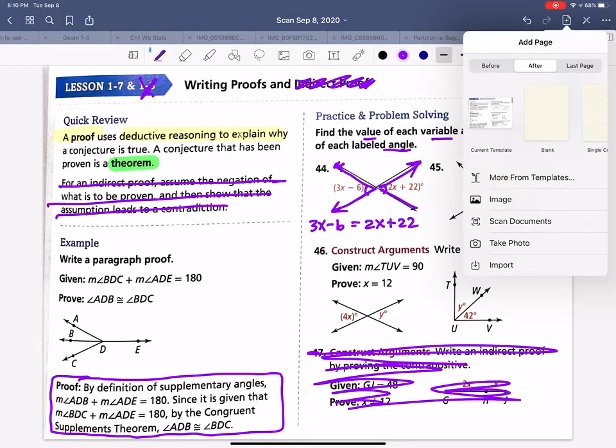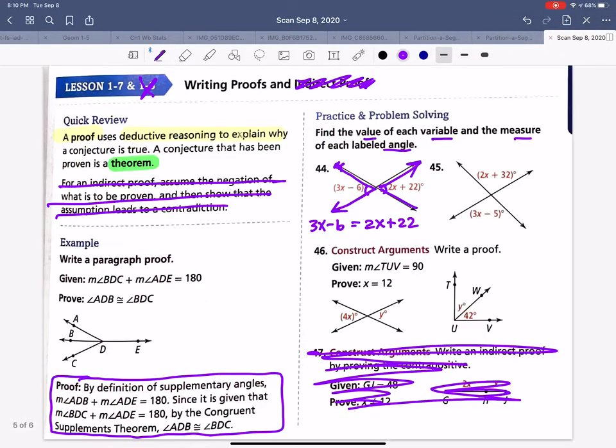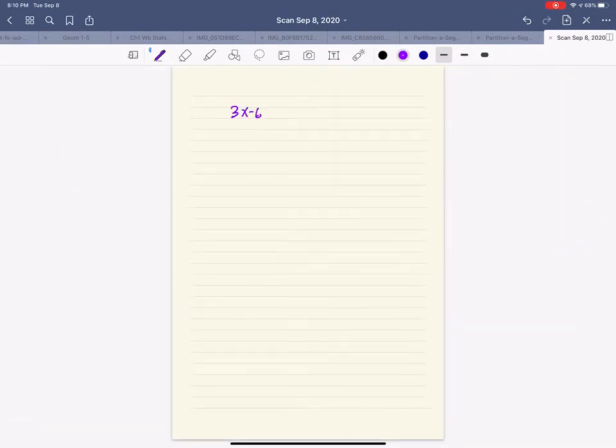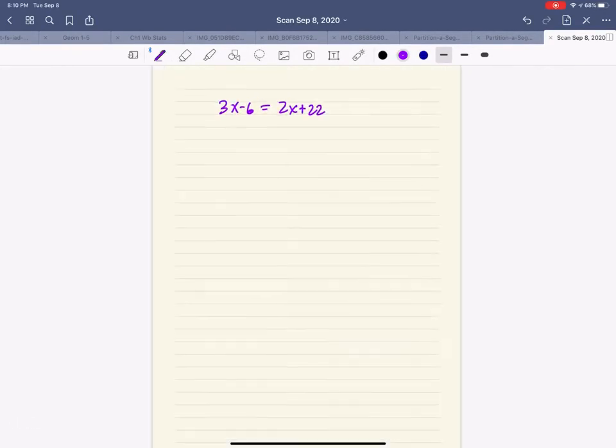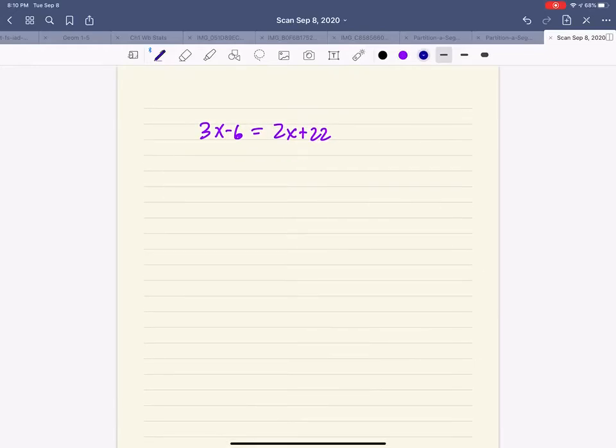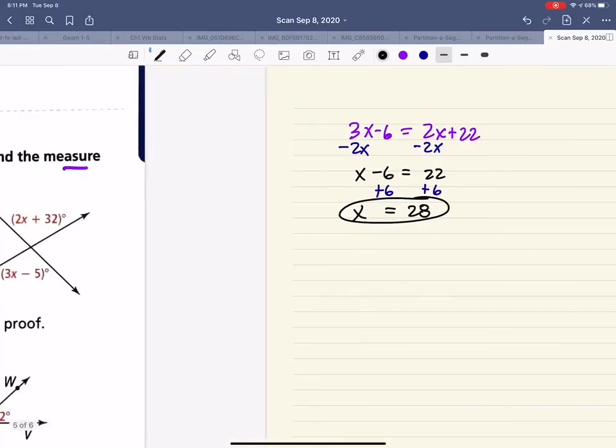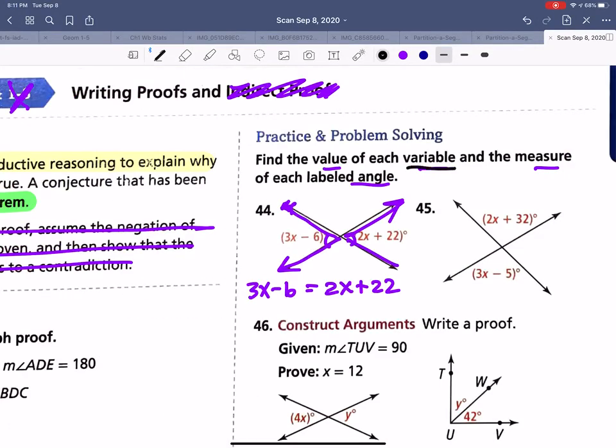Or I can actually write this on another sheet of paper, and I think I want to probably do lined paper. So let's just copy this over. 3x minus 6 is equal to 2x plus 22. Okay. So we can subtract 2x, copy the rest down, add 6, and we get that our answer is 28. So we found the variable, that's x, so that's 28.